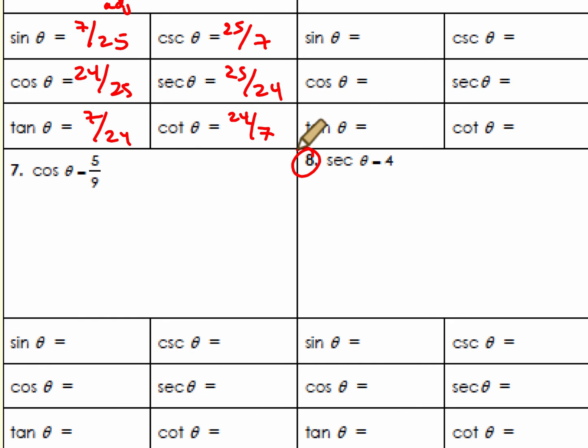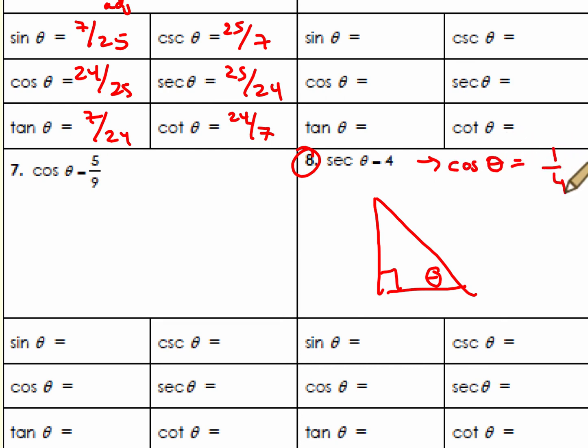So it tells me the secant is 4. So I'm going to pick one of my angles to be theta. And I know that secant is the reciprocal of cosine, so the cosine must be 1 over 4. So cosine is adjacent over hypotenuse, so my adjacent side has to be 1, and my hypotenuse has to be 4.